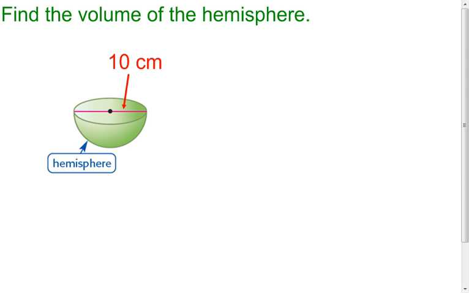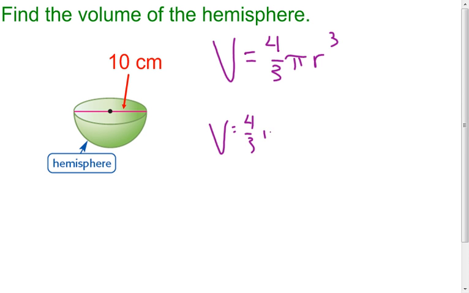Now my next one, I want to find the volume of the hemisphere. Well, I look at this and say, I know how to find the volume of an entire sphere. Volume equals 4/3 pi r cubed. So if I did that, all I'd have to do at the end would be to cut it in half. So that's what I'm going to do. My volume is going to equal 4/3 pi times, now my radius here is going to have to be 5 because the diameter is 10. And I'll have it. Now remember, this would be the volume of the entire sphere.